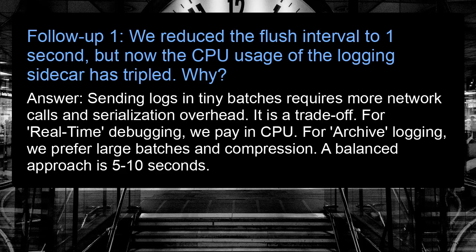Follow-up 1. We reduced the flush interval to 1 second, but now the CPU usage of the logging sidecar has tripled. Why? Answer: sending logs in tiny batches requires more network calls and serialization overhead. It is a trade-off. For real-time debugging, we pay in CPU. For archive logging, we prefer large batches and compression. A balanced approach is 5 to 10 seconds.